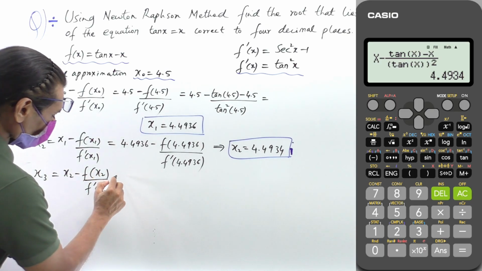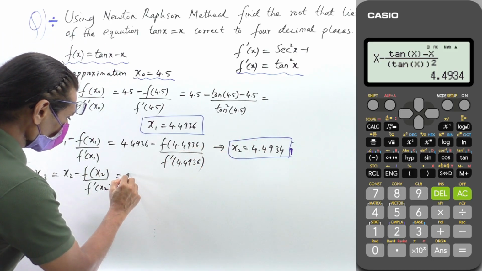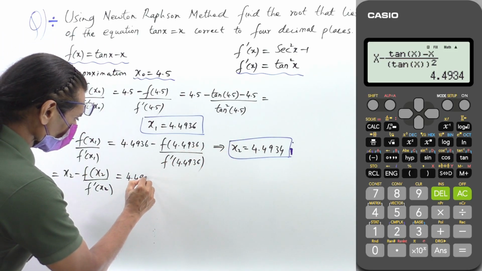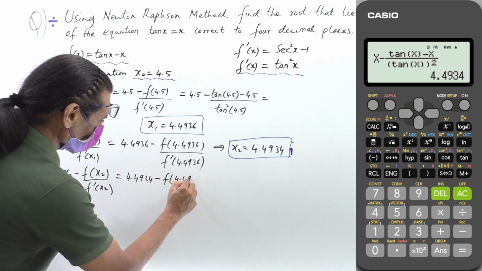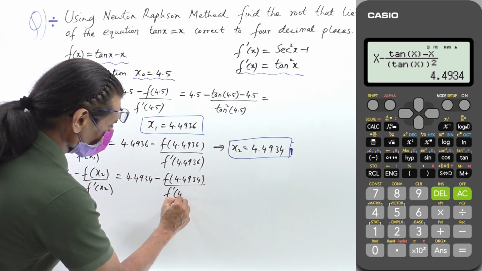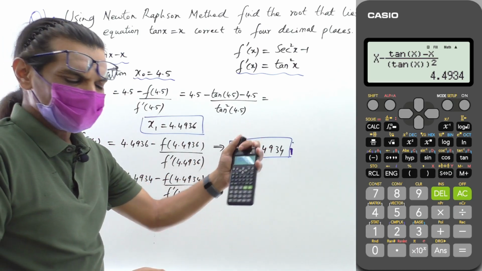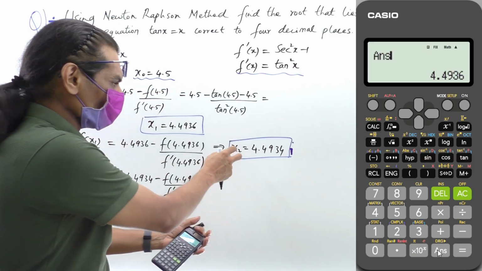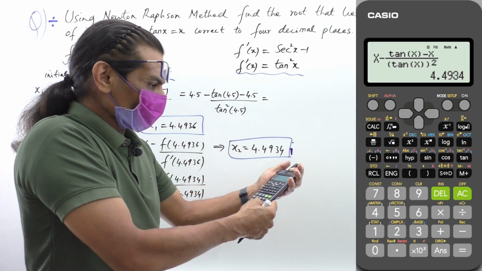Now this will be again, what is x2? It's 4.4934 minus f of 4.4934 upon f dash of 4.4934. Again, do nothing, press equal to, as I told you, when I press equal to, this value gets stored in answer. Simply press equal to and then answer equal to.